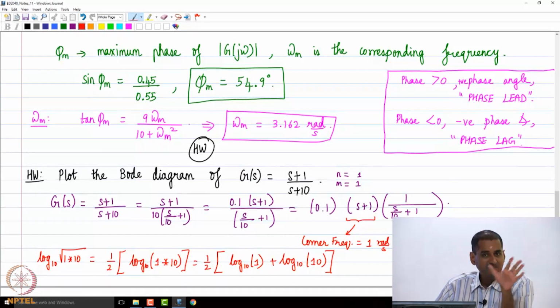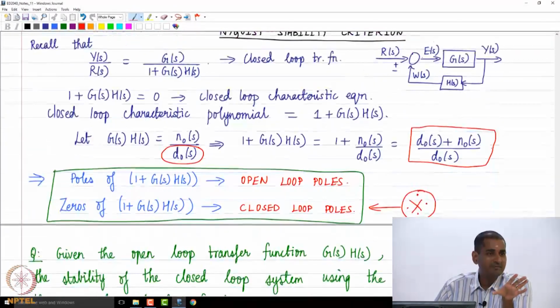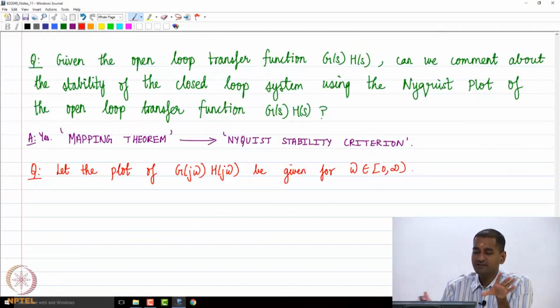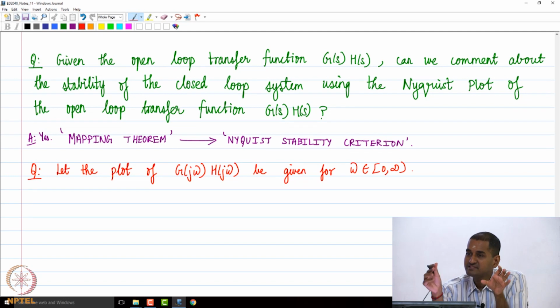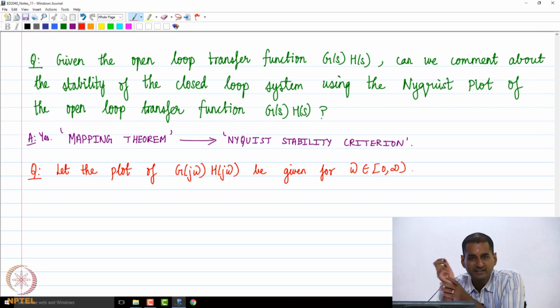Till now we have been looking at omega as a physical parameter, associated with frequency, and it can take only positive values. But when we go to the mapping theorem and the Nyquist stability criterion, we are going to look at omega as a real parameter, and it can take values from minus infinity to plus infinity. We will learn that in the next class.